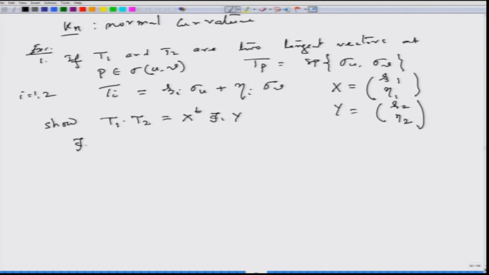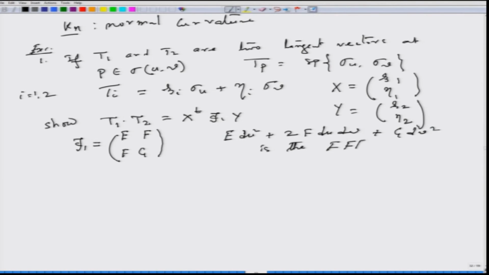What was F1? Remember, we associate this 2 cross 2 symmetric matrix with respect to the first fundamental form, where E du square plus 2F du dv plus G dv square is the first fundamental form of sigma. This is very easy actually.